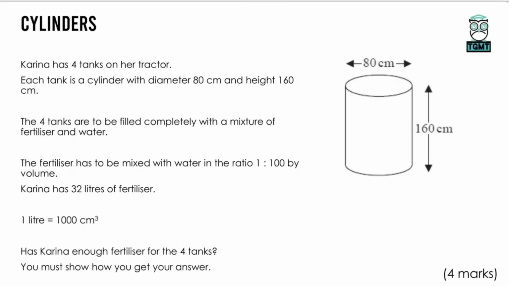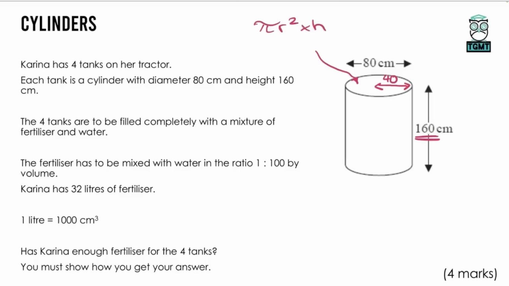So the volume of a cylinder is the same as any other prism. You get the area of the cross-section and times it by the height. Now the area of the cross-section here is a circle, so we need to get the area of this circle. To do that, we want to know what the radius is. The radius is half of the diameter, so that's going to be 40 centimetres, and then we're going to use our formula pi r squared. Once we've done that, we'll times it by the height, and that's the volume of the cylinder.